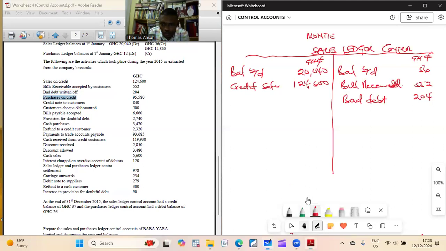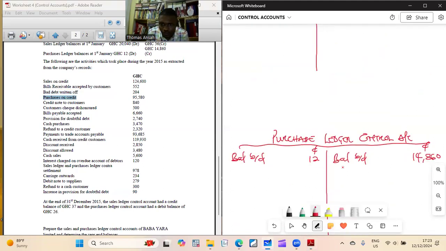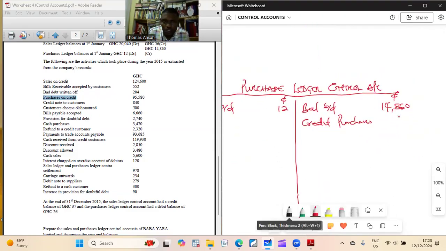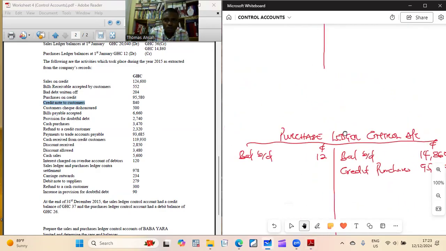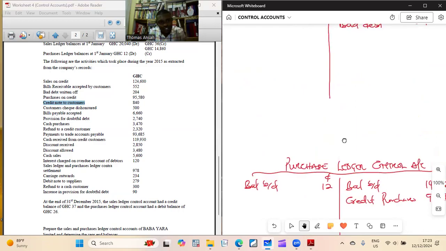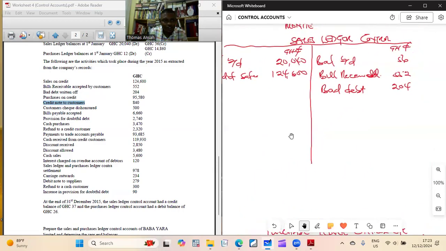Purchases on credit. So you go to purchases. Credit purchases. What do we have? Purchases is 95,580. Is that not it? Then you gave a customer a credit note. A synonym of a credit note is what? That you are crediting the customer's account. It's just like a return inwards. Good.